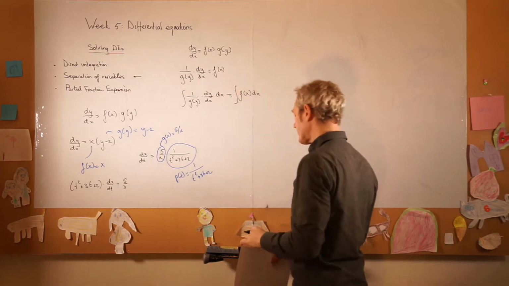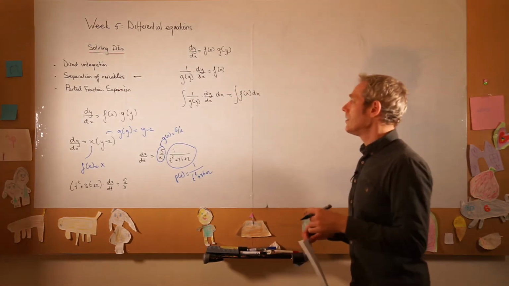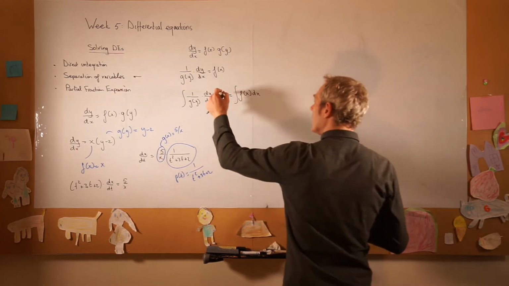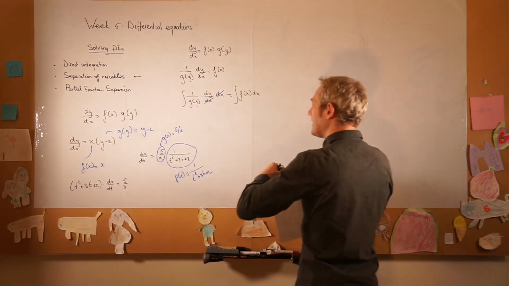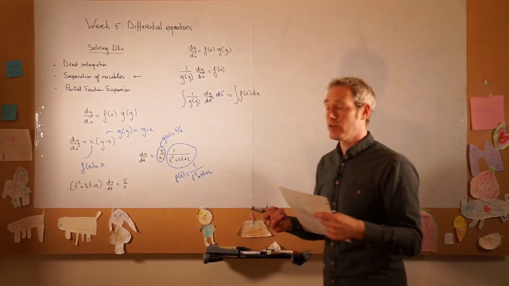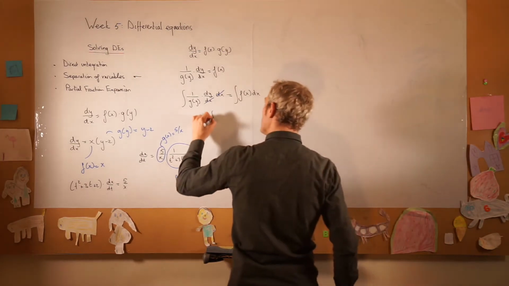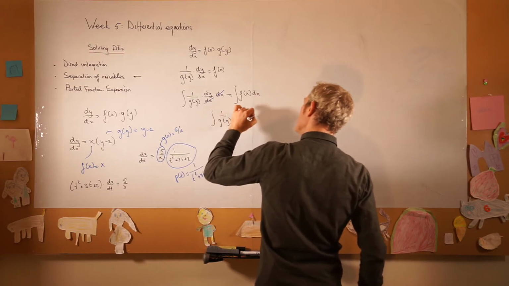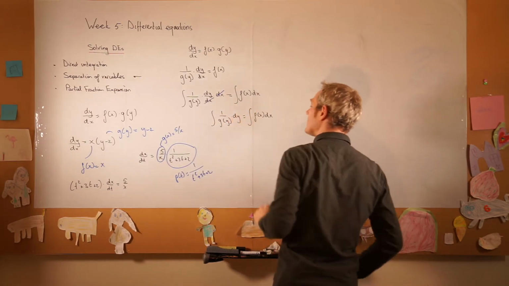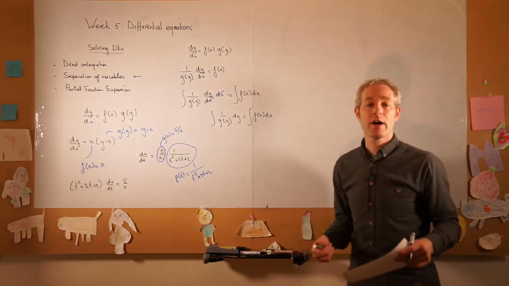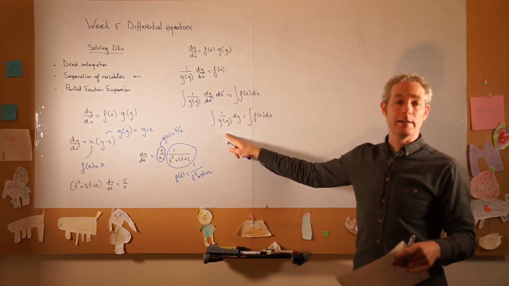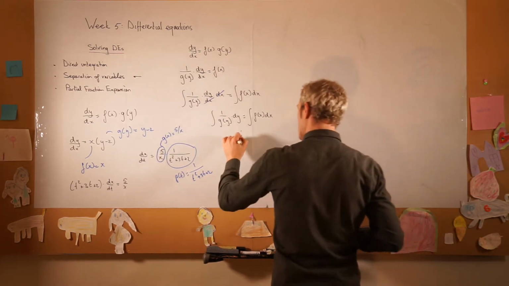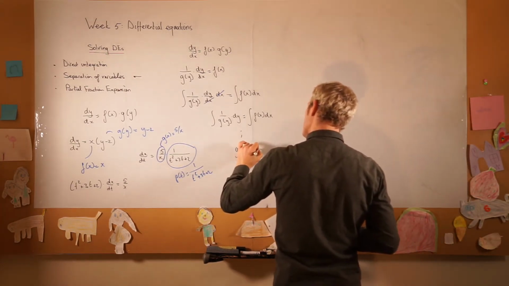And now I want to apply, which is in essence the substitution rule, where these terms dx cancel each other out. In essence, I'm using the substitution rule, and we get the integral of 1 over g of y dy is equal to the integral of fx dx. And if g and f are known, we can calculate this. And then we can solve it eventually to find y of x is something.